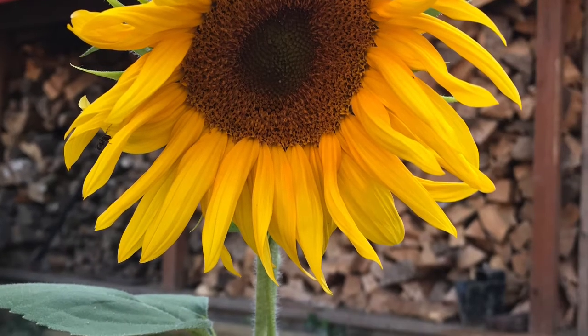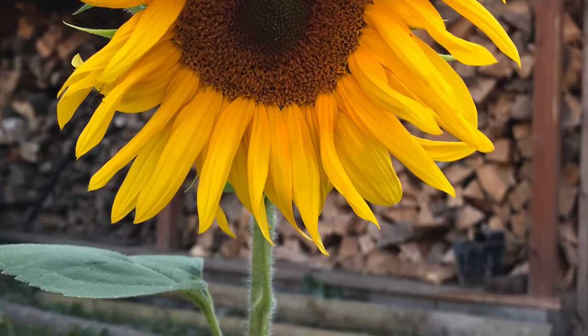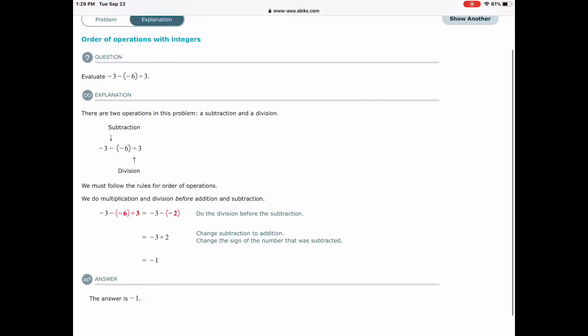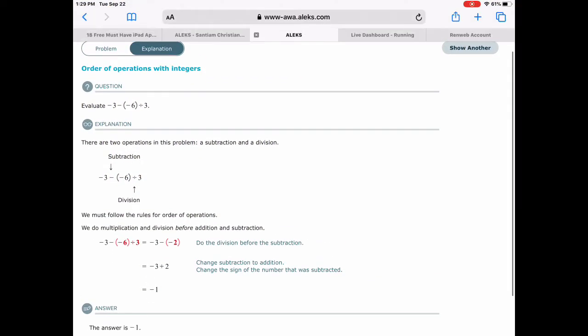Welcome back. This overlaps a little bit, but here we go. I like their explanation more. Welcome to look at it.